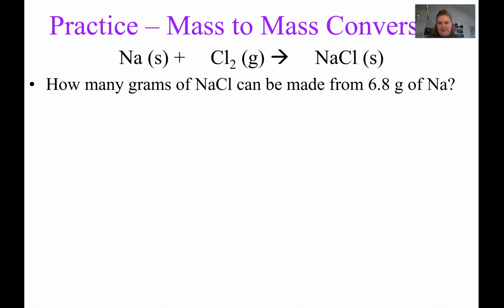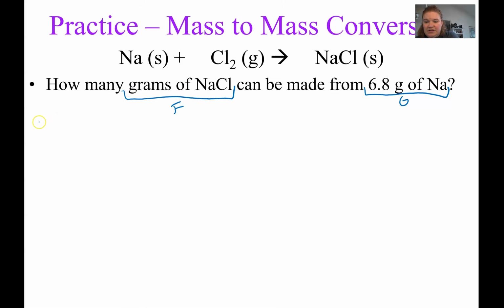So here's our question. How many grams of sodium chloride can be made from 6.8 grams of sodium? So that's our given. Grams of sodium chloride is what we're trying to find.